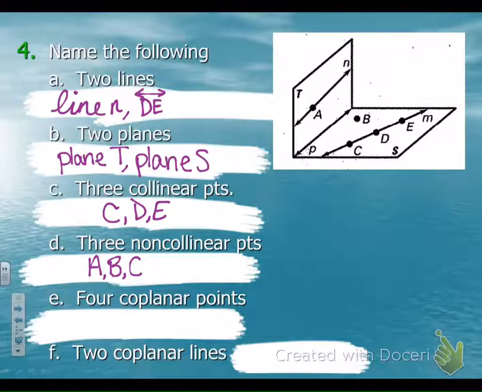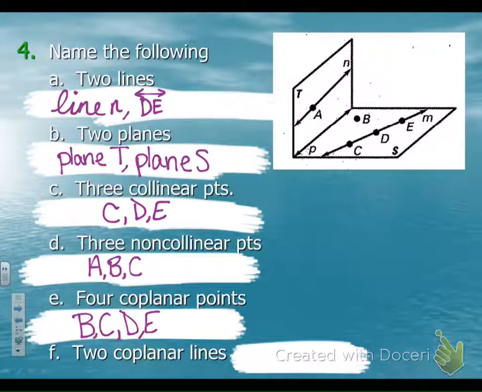4 coplanar points. Again, really only one option. We see this bottom plane. We have 4 points in it. Those would be the 4 coplanar points. B, C, D, and E.